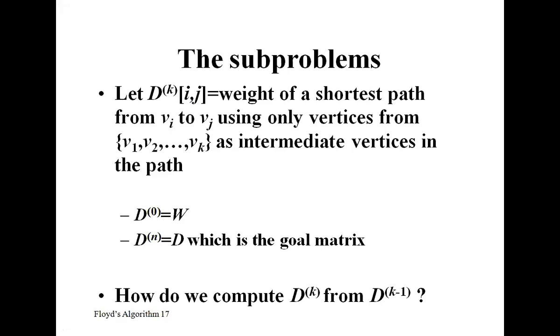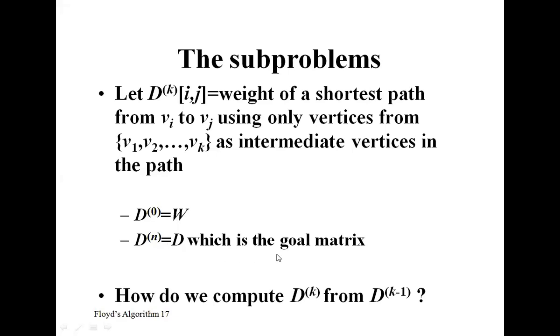In that particular path, if there are vertices v1 to vk, then it is defined as the weight of the shortest path from vi to vj using only vertices from v1 to vk as intermediate vertices in the path. The intermediate vertices are v1 to vk. Here the path is from vertex vi to vertex vj. So d0 is equal to w, whatever weight is considered.